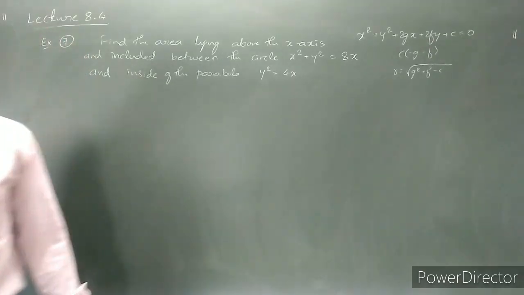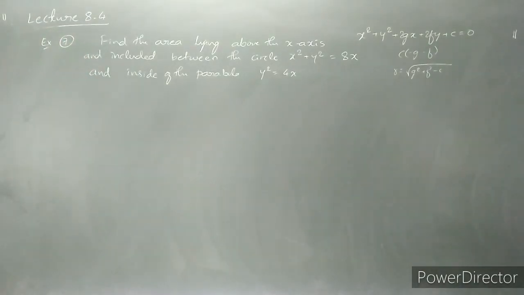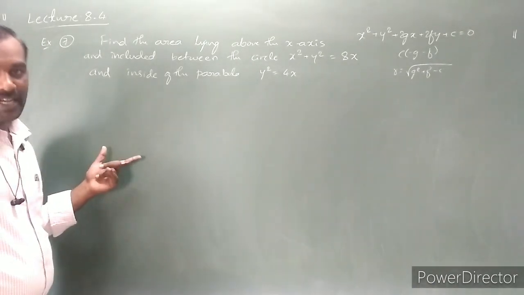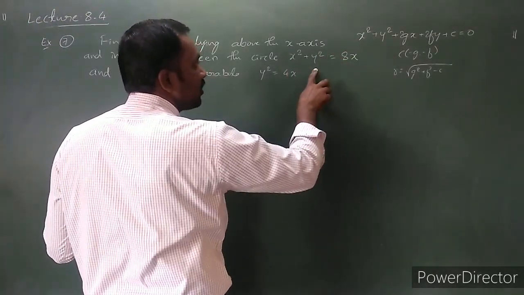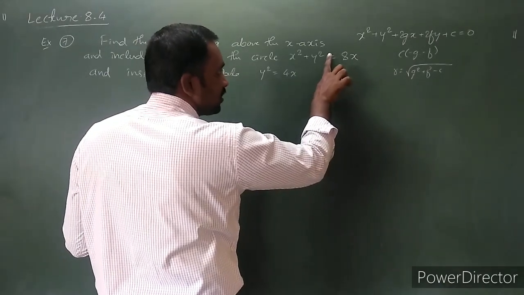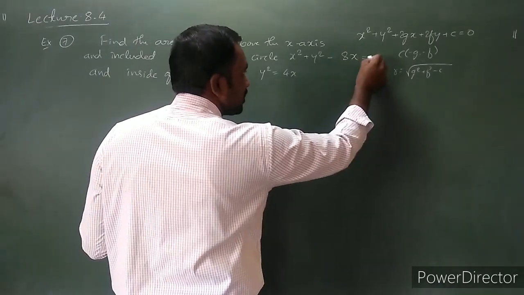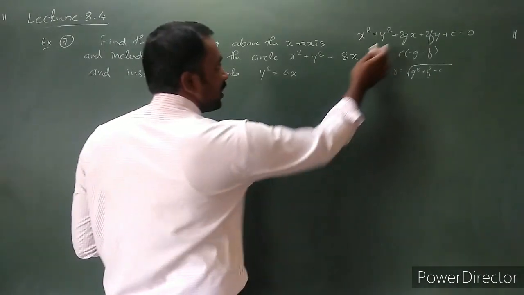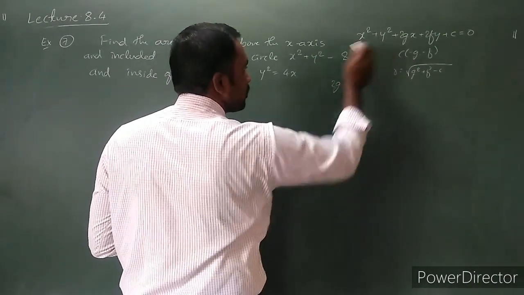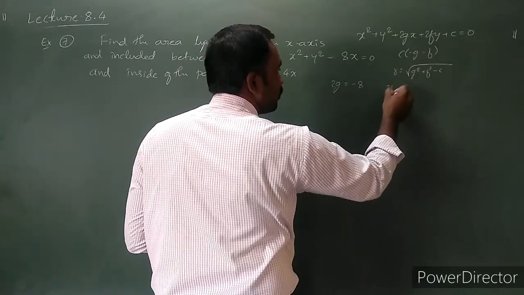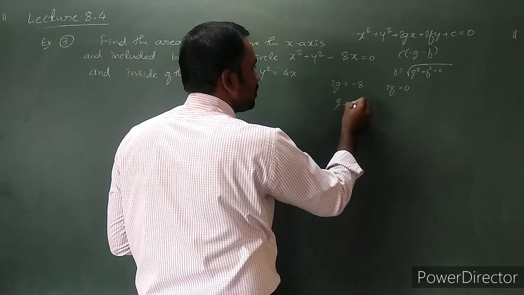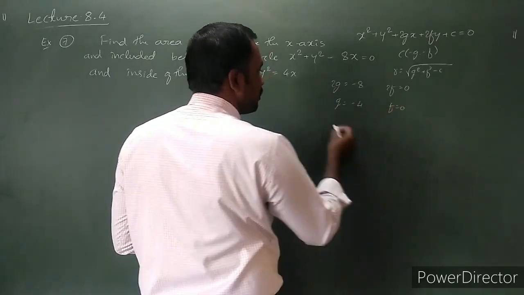Now let us find this. How to find the center and the radius of the circle? First of all, we have to get g and f. How to get g and f? Compare: in place of x square, x square; in place of y square, y square. This is equal to 8x, so I write x square plus y square minus 8x is equal to 0. The x coefficient is 2g, and here the x coefficient is minus 8. The y coefficient is 0, so 2f is equal to 0. G is equal to minus 4, f is equal to 0.